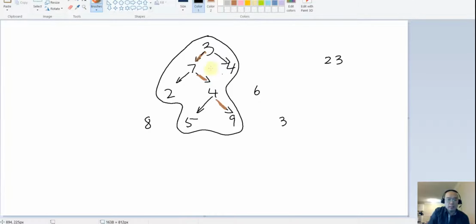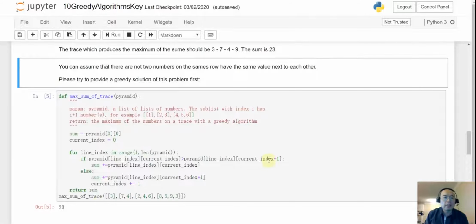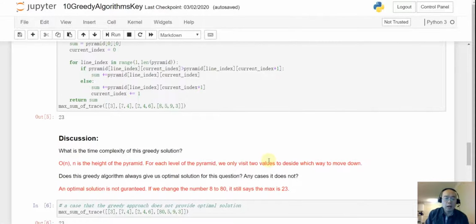So how can I give you a sample that this algorithm doesn't give you the optimal solution? That's easy. Say if I change this 8 to 80, or if I change this 3 to 300, and then guess what? If we're staying with the greedy algorithm, we will still have the sum of 23, and that is wrong. So the point I'm trying to make is, even though the greedy algorithm is cool and fast and easy to design, it doesn't always give us the best or optimal solution.